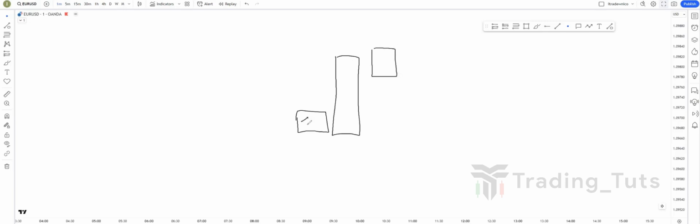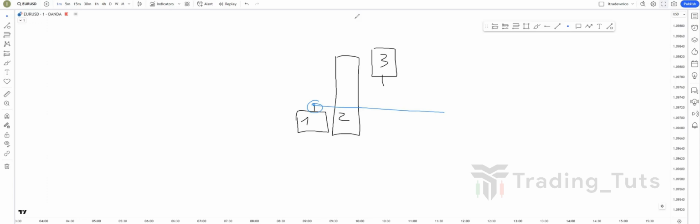And we need a gap between the first one and the third one. So we need to have something like this, a gap. When it comes to the imbalance fill, we only care about the imbalance being filled. You cannot mark up the body. We only care about the imbalance to get filled.